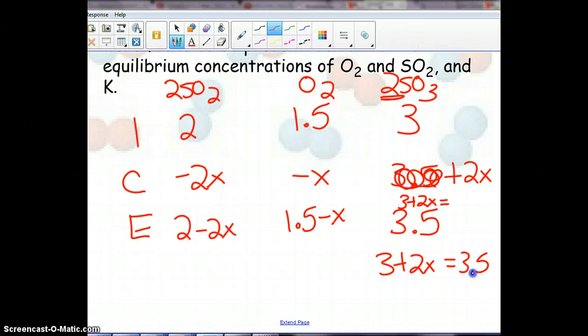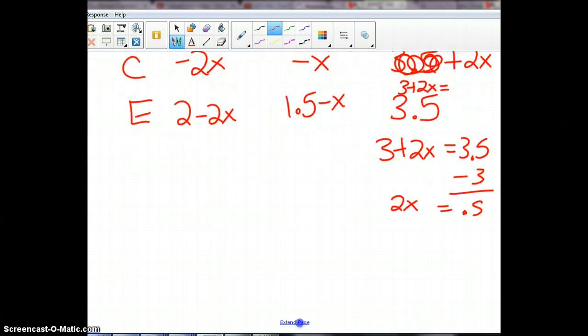So instead of doing the equilibrium expression here, we don't know K, so that's not really going to help us. We're going to have to find K. So instead, we're given different information. So we know that 0.5 is equal to 2x, which tells us that x is 0.25. So we're going to go back over here and we're going to apply that to all these. So 1.5 minus 0.25 is 1.25. And then 2 minus 2 times 0.25 would be 2 minus 0.5, which is 1.5. So these are all of our equilibrium concentrations for SO2, O2, and SO3.